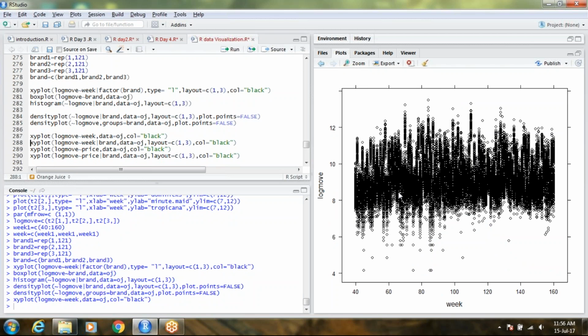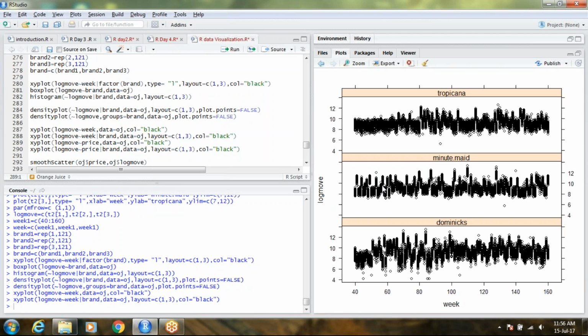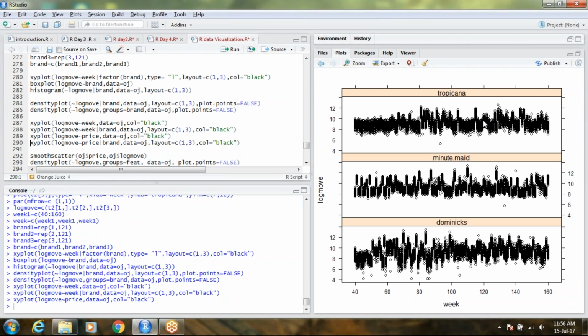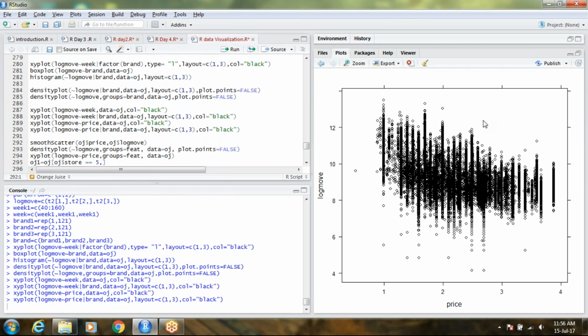So log move, if you plot it, this doesn't make much sense, because all of them are clustered around the same thing. So this doesn't show you how it looks. Again, this is also a similar kind of distribution. We have discussed that if points are so congested at a certain level, then a smooth scatter plot could be one of the alternatives that can be used. So again, doesn't make sense.